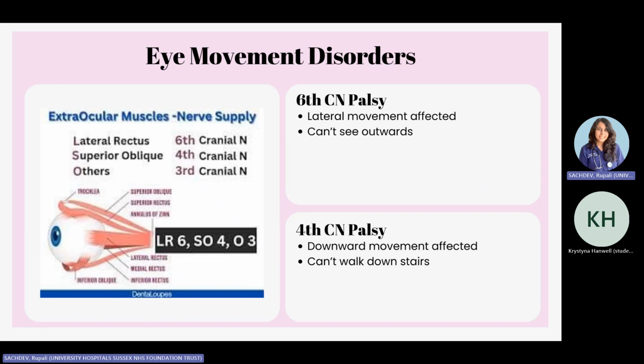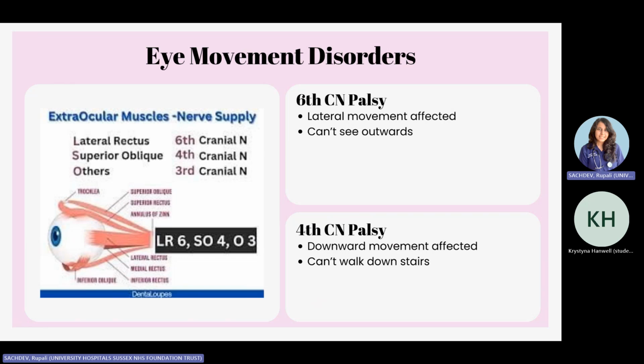So the mnemonic for it is LR6SO4O3. So LR6, which is your lateral rectus muscle, which is going to help move the eye from side to side, is supplied by the sixth cranial nerve. So if there's a palsy of the sixth cranial nerve, they can't see outwards.